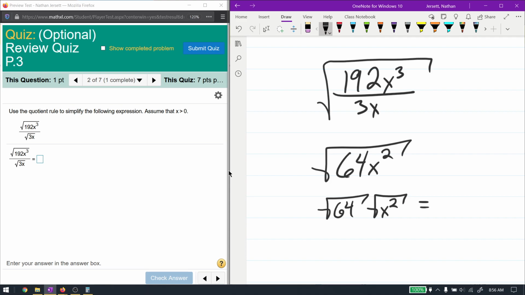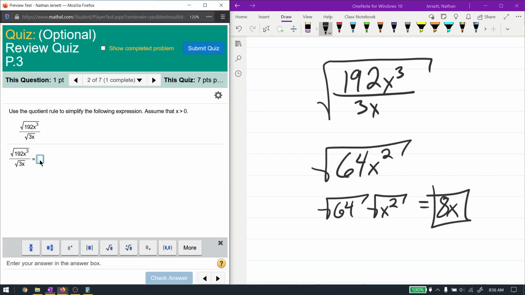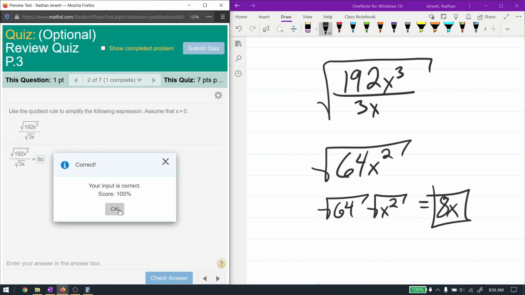64, the square root of that is 8, and the square root of x squared is x. So we didn't need to do the factor tree. If you don't see that 64 is a perfect square, you can always do the factor tree, but it's helpful if you know a little bit of squares because then that'll work out much faster for you. And that's correct.